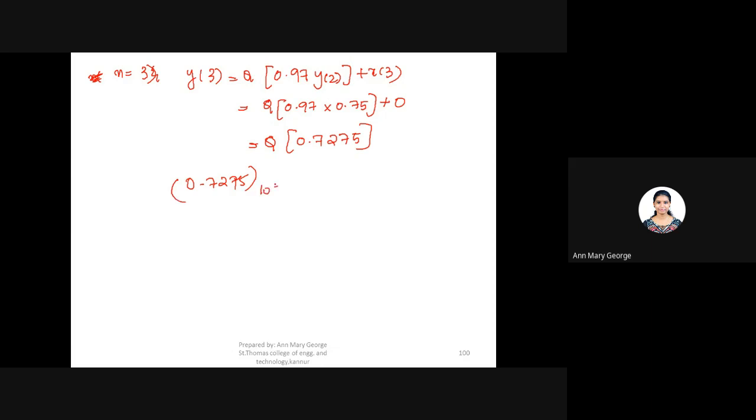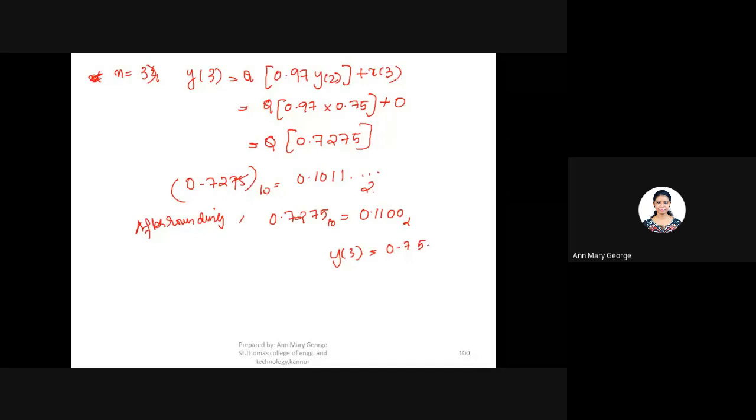can be represented as 0.10112, and after rounding you will get 0.7275, which should be equal to 0.11002. Again, y of 3 can be written as 0.7510. Now it can be seen that y of 2 and y of 3 are similar. Both of them have the same value, that is 0.75.